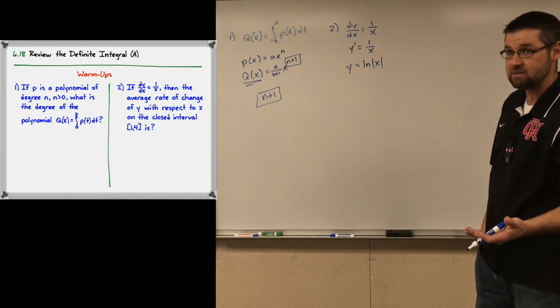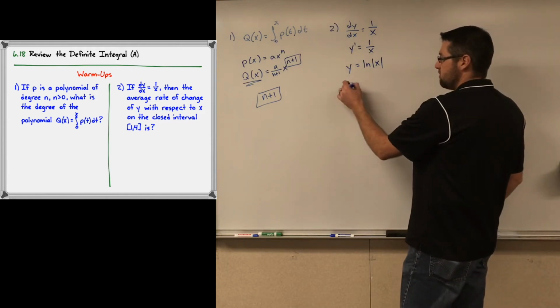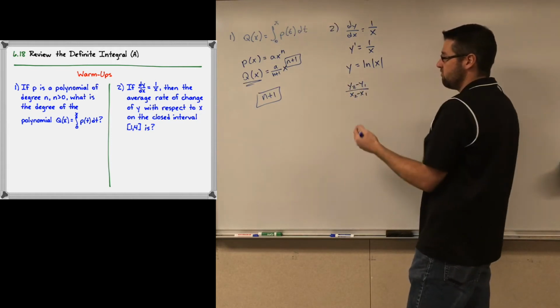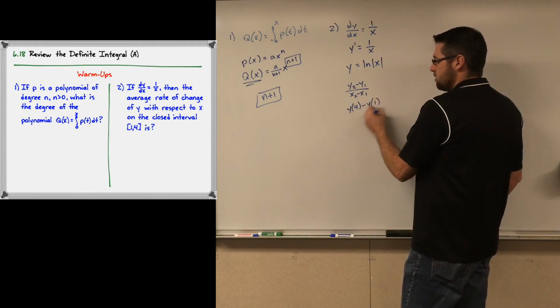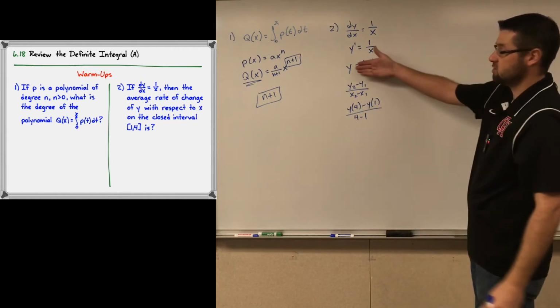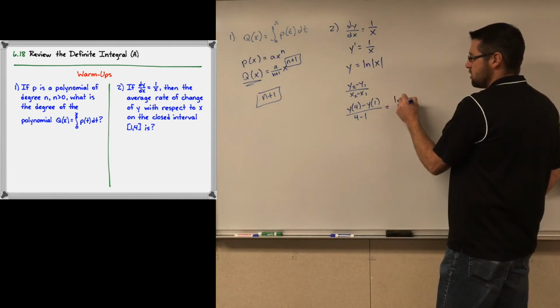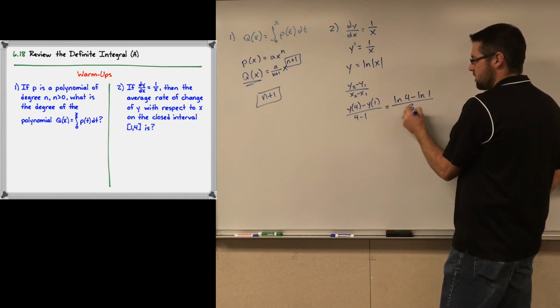The average rate of something is its slope over that interval. So we would figure out y2 minus y1 over x2 minus x1. In this case, the interval is from 1 to 4. So we're going to figure out y of 4 minus y of 1 over 4 minus 1. That's the average rate of y because we're taking the slope of y. So we just plug in those values, and you get natural log of 4 minus natural log of 1 over 3.